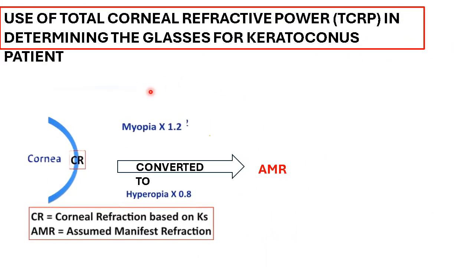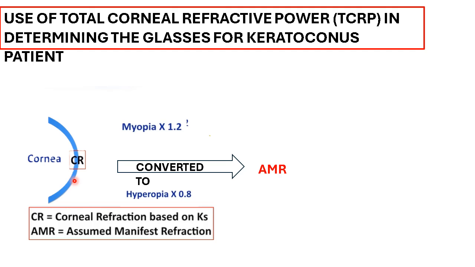An important application of the total corneal refractive power map, TCRP, is that it helps us in calculating the most suitable glasses for a patient with keratoconus who has a very irregular cornea, and sometimes even the autorefraction cannot give you a proper reading. In these cases, we depend on the corneal topography data, the K1 and K2 over the central 5 mm zone, and we calculate what's known as the assumed manifest refraction. Assumed manifest refraction means the equivalent power for the glasses based on the K reading of the cornea.